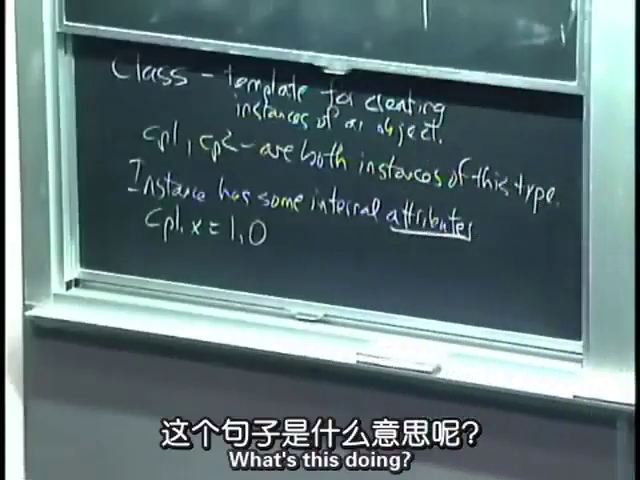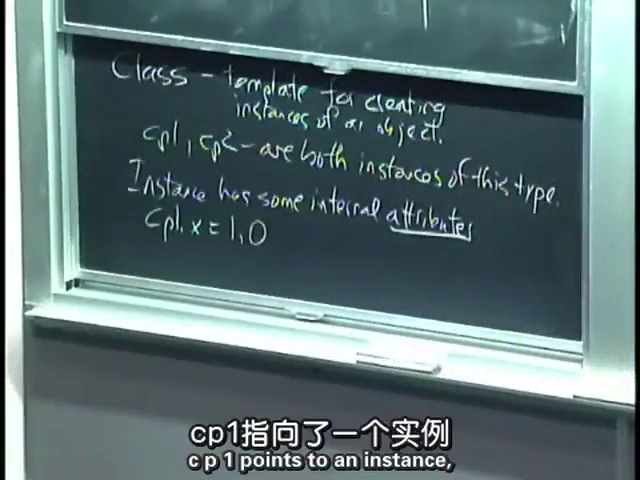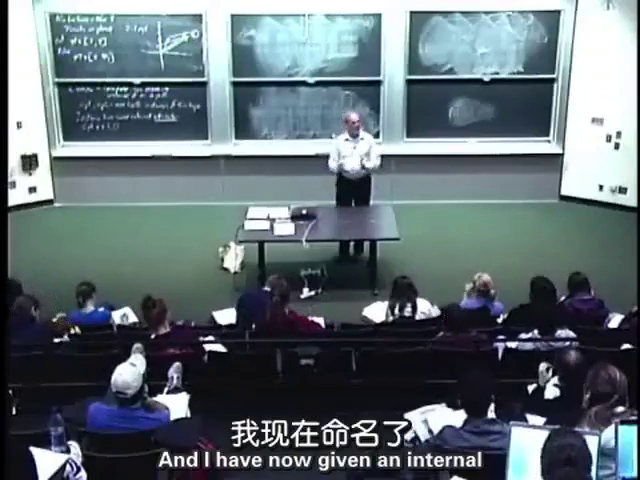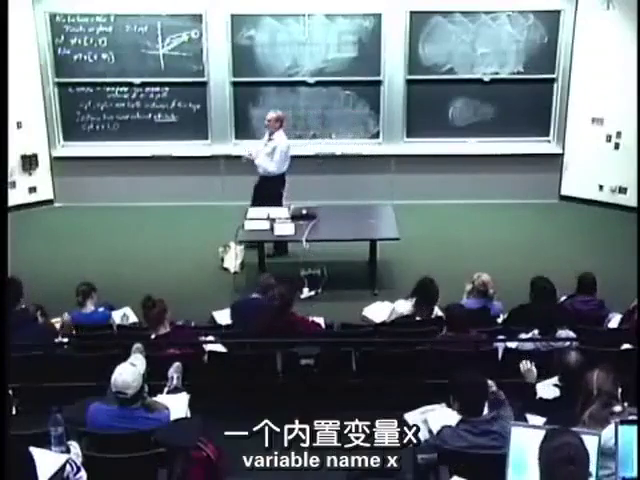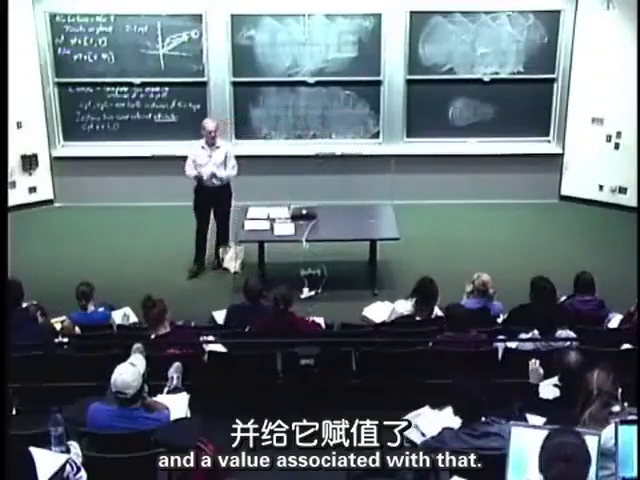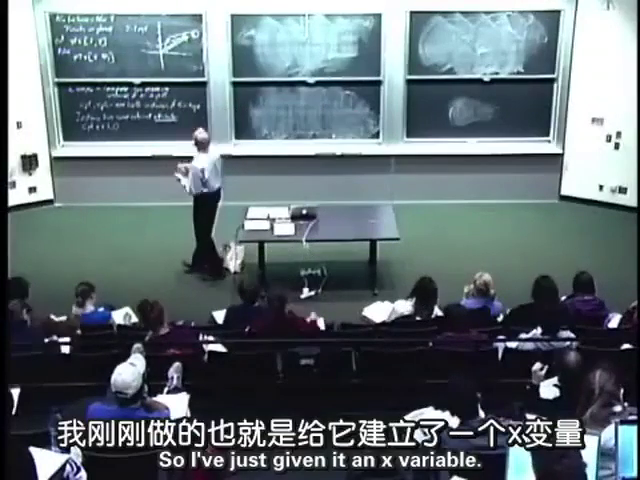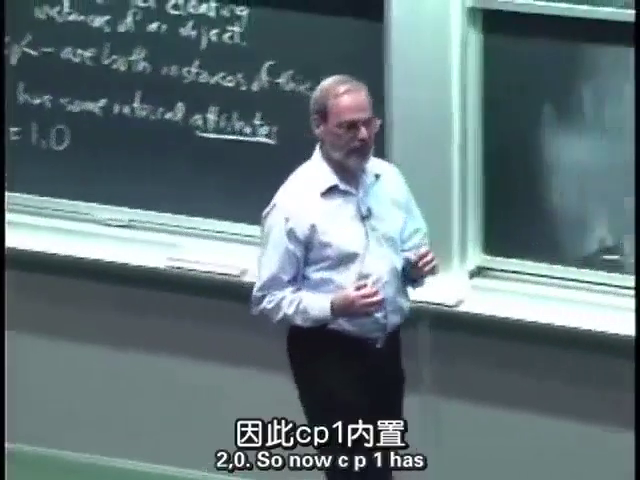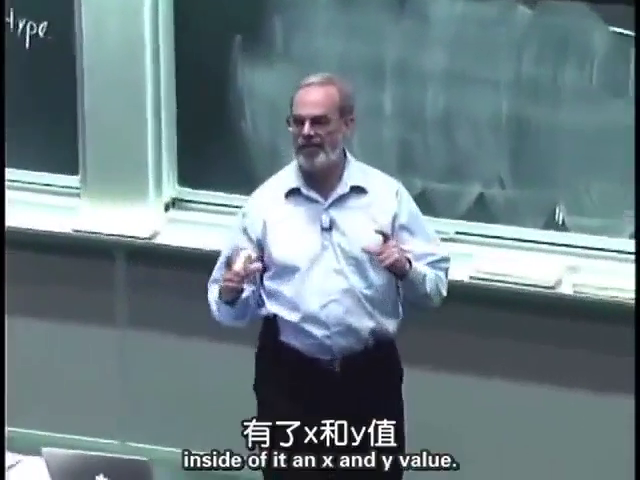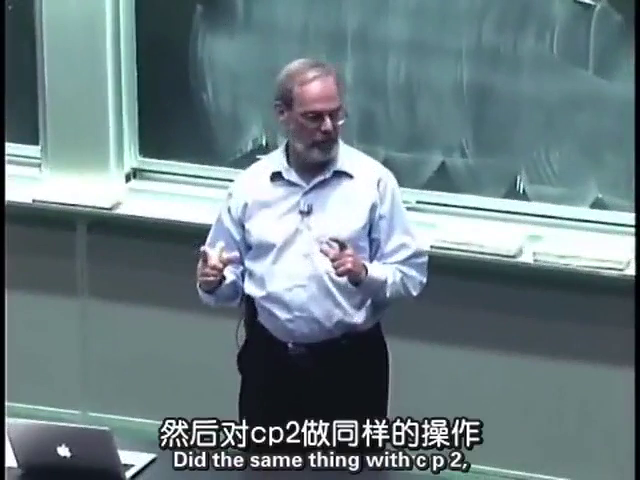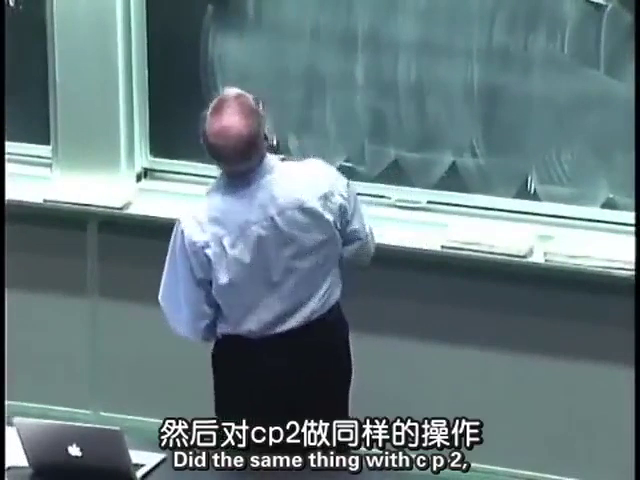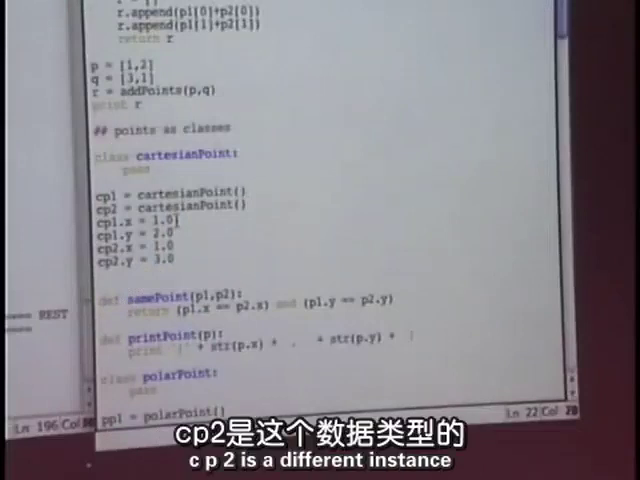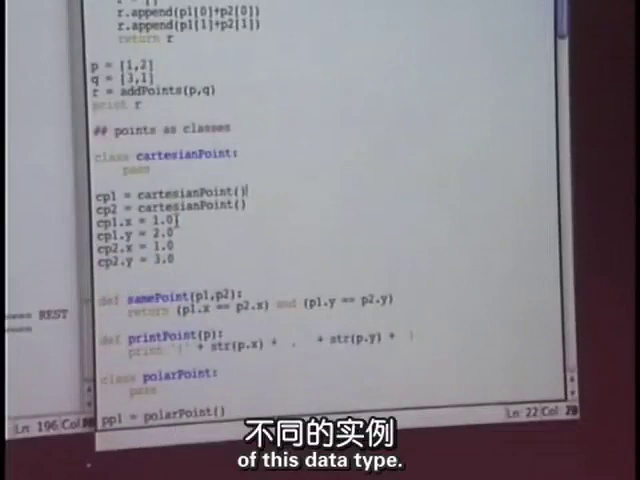What's this doing? CP1 points to an instance. It points to a particular version of this class. And I have now given an internal variable name x and a value associated with that. So I've just given it an x variable. Right? CP1.y, I've said assign that to the value 2.0. So now CP1 has inside of it an x and a y value. I did the same thing with CP2. I gave it a different x and y value. And again, remind you, CP2 is a different instance of this data type.